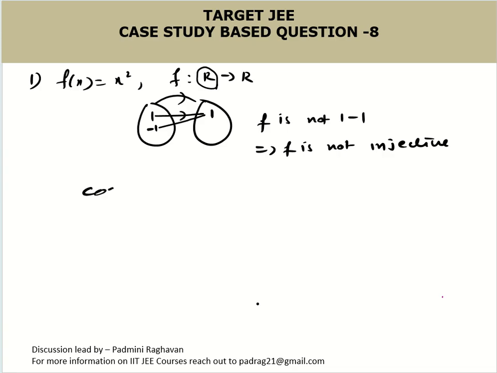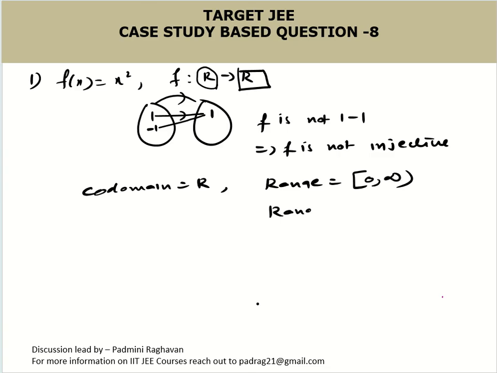Now, what is the codomain of the given function? The codomain is what they have mentioned. They have given that the codomain is all the real numbers. What is the range? You know that f of x is x square. Whenever you square a real number, it becomes positive. So, range is equal to 0 to infinity. So, what do we observe? Range is a proper subset of the codomain. Therefore, the function is not onto.